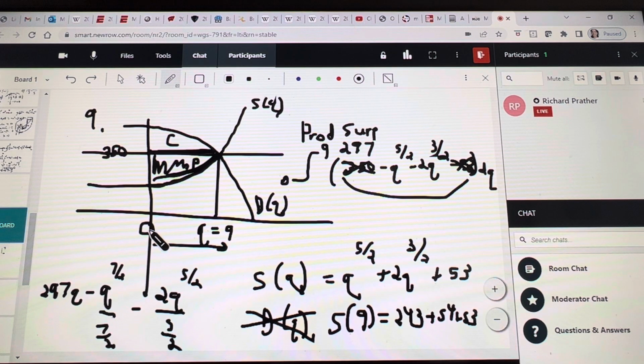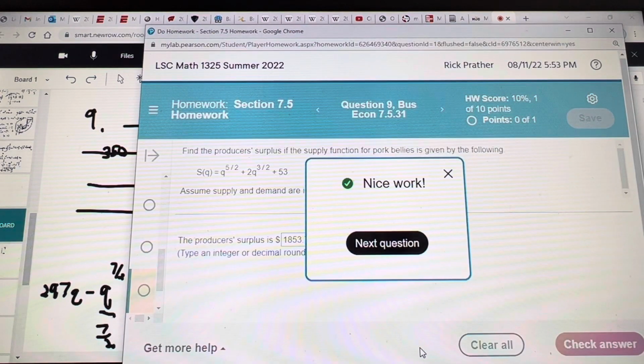Once you get that, then you've got 0 to 9, and then you've got to do the above curve minus the below curve. If you do the consumer's surplus, which this problem didn't want, then you would do the demand curve on top minus the 350 on bottom. Then it would go backwards. Then it would be whatever the demand curve was minus 350. And the demand curve would just be something totally different than the supply curve, but they didn't have that.